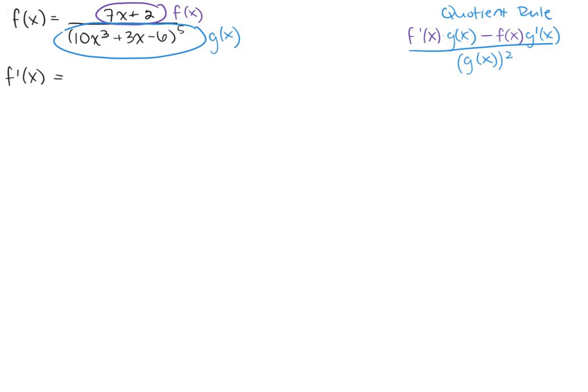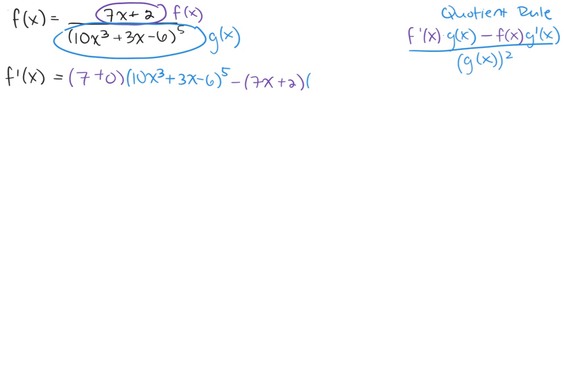So I'm going to go ahead and take the derivative of 7x plus 2. That derivative is just 7 plus 0. And then we're going to multiply that by the denominator, which is 10x to the third, plus 3x minus 6, to the fifth power. Okay. We're going to subtract that from the numerator, 7x plus 2, times the derivative of the denominator.